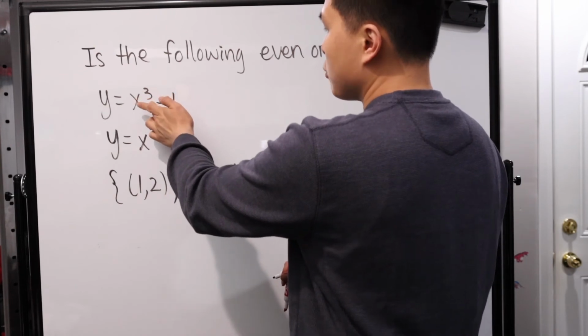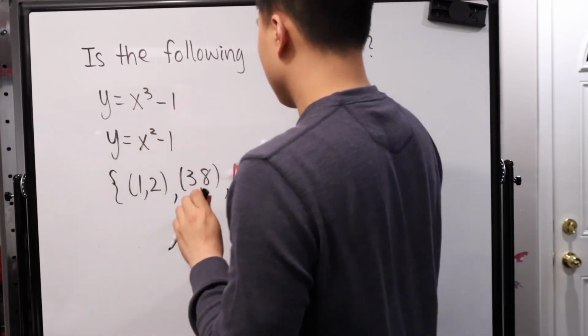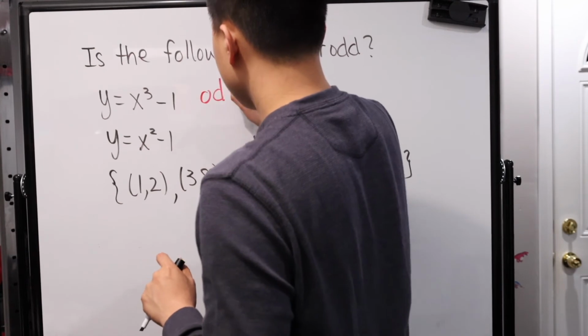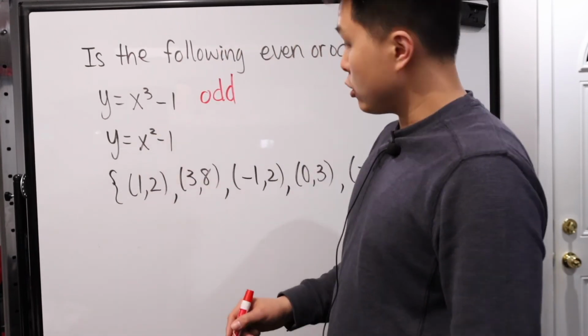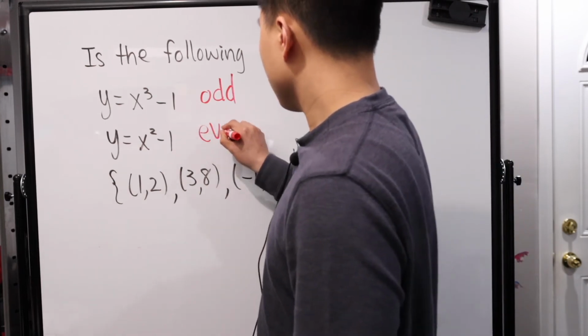Since here the exponent is 3, a good guess is that this is going to be odd. Now here we have an exponent that is even, 2. So a good guess is this whole thing is going to be even.